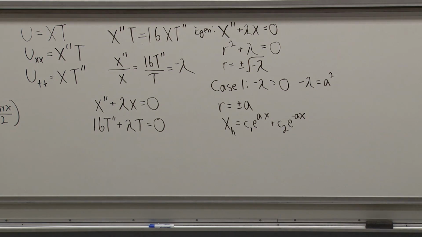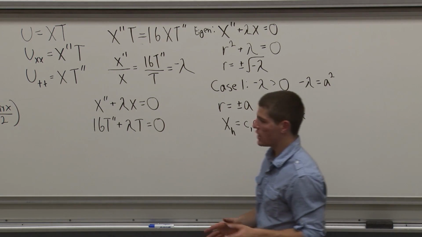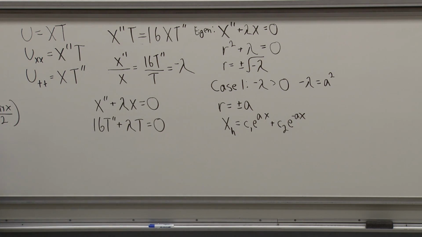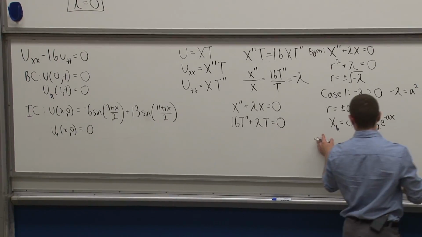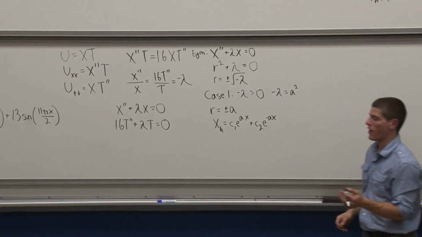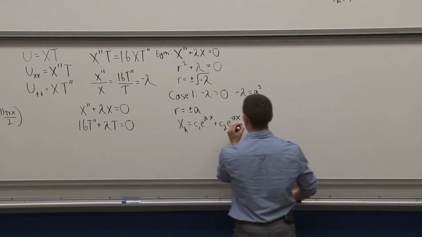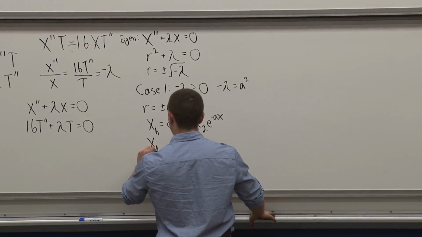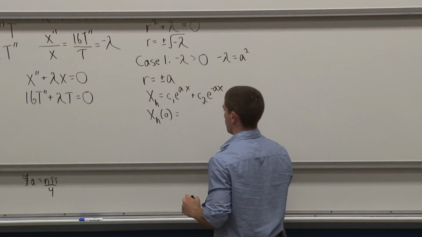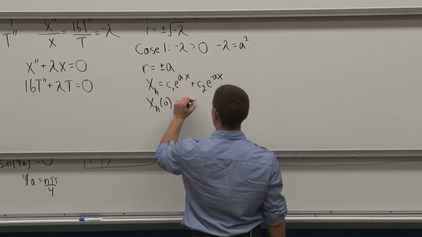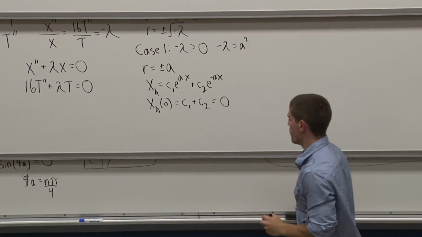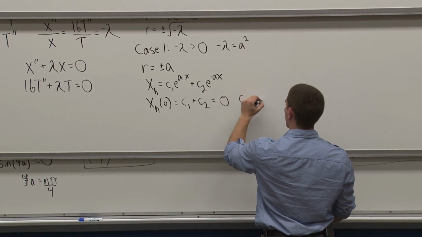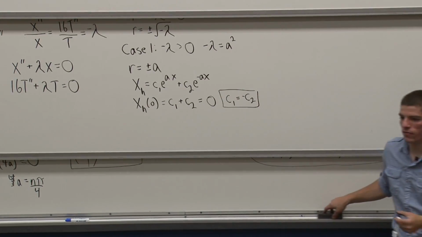Just like that. All right, so now we're going to use our boundary conditions. So similarly to before, where we had x equals 0 and x equals 4, both equal to 0, we have 0 and then 1. But the good thing is we don't have two derivatives. We just have no derivative and then the first derivative. So right off the bat, once we find this homogeneous, we can plug in 0 for x. X homogeneous of 0 equals c1 plus c2 equals 0. So from this, we have the relationship that c1 equals negative c2. Everything's all fine and dandy.